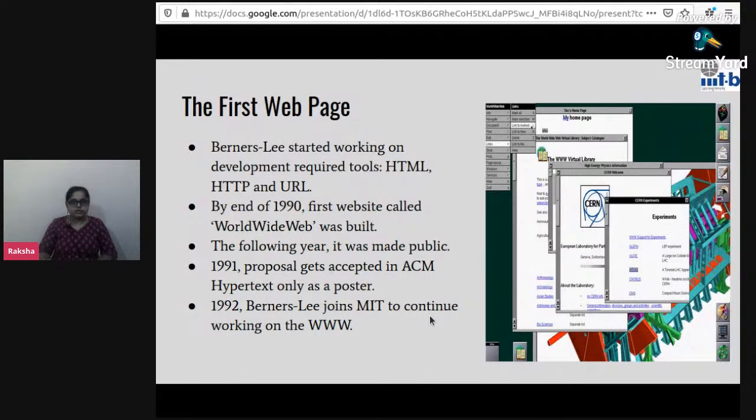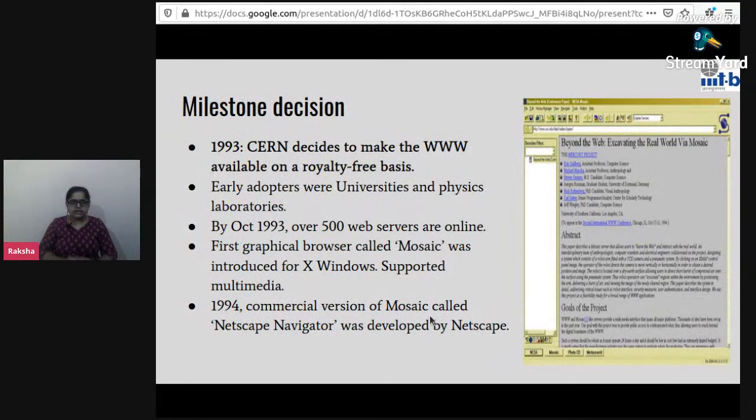So he went to MIT. And then in 1993, there was a milestone decision that was taken which changed the course of the web. The decision was that CERN and Tim Berners-Lee decided that the World Wide Web will be available on a royalty-free basis to anybody. So this is a huge decision, right? This was a product that he developed, and once it is royalty free, that means that anybody can use it. So this is a huge decision that Tim Berners-Lee made, and that is why it got so much traction, and there were a lot of adopters of the web.